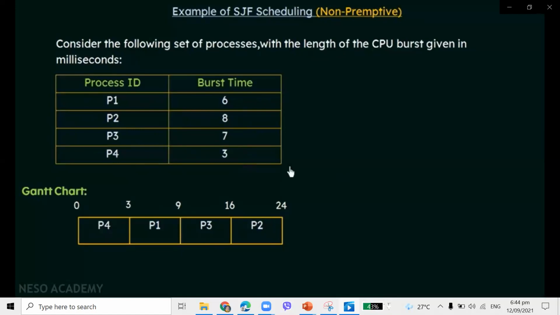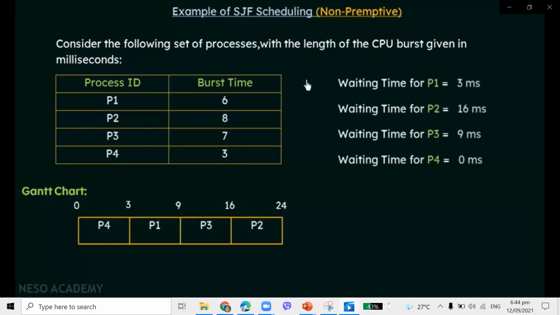Now let us try to calculate the average waiting times for this set of 4 processes. Since we assume that these processes have all arrived at the same time, it is very easy to calculate the waiting time for each process. We can just see it from the Gantt chart over here. So what is the waiting time for P1? Look at P1. P1 got the CPU at the 3rd millisecond. So that means P1 had to wait for 3 milliseconds, because we assume that they have all arrived at the same time. So it waited for 3 milliseconds.